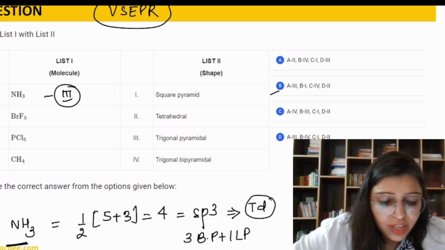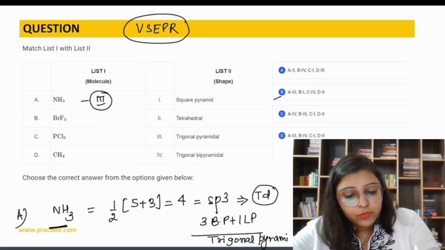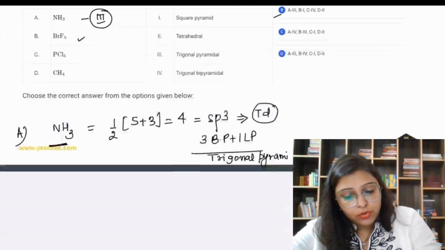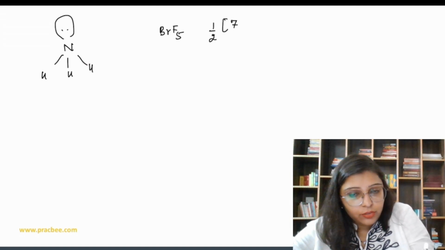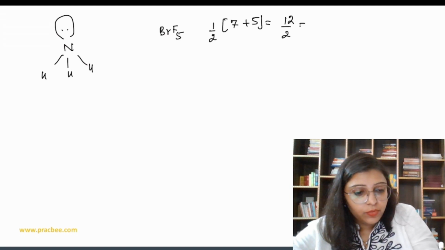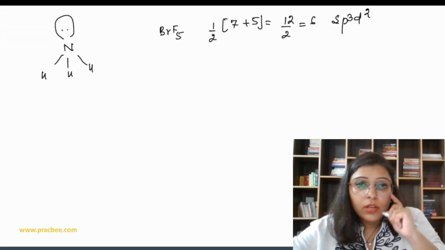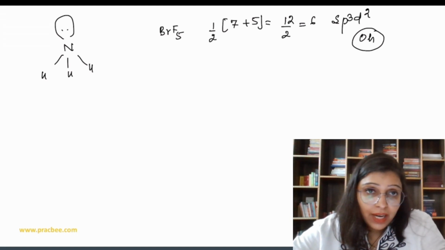So let's find out B only, then we can pick the answer, right? So like BrF5. If I want to find out the hybridization of BrF5, it is half of 7 electrons plus 5, so that is 12 by 2, which is 6. And 6 is sp3d2. So the geometry is octahedral.